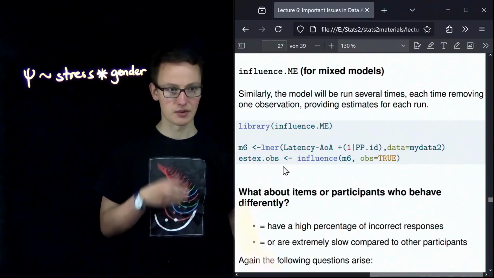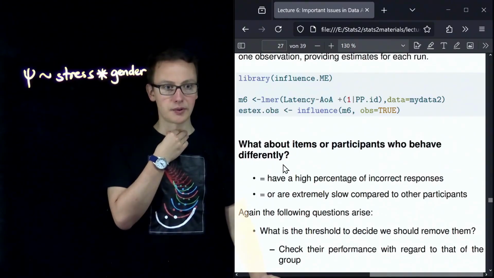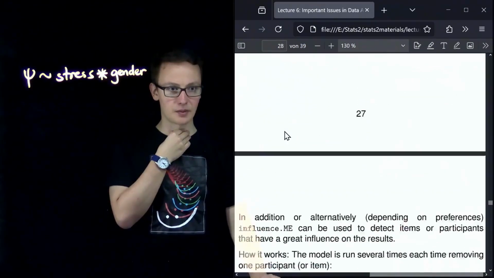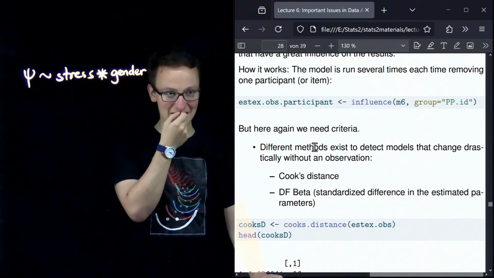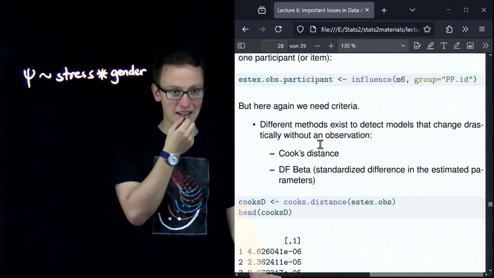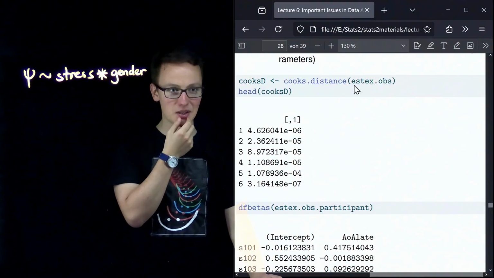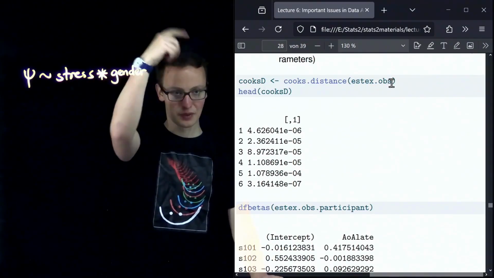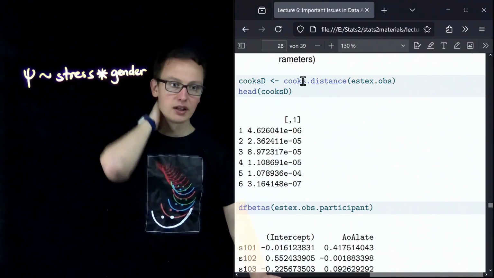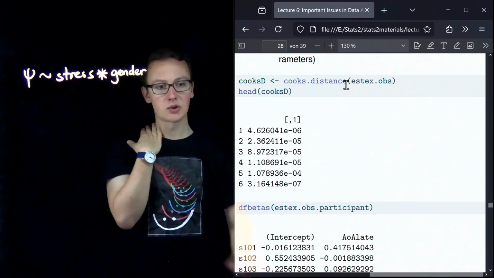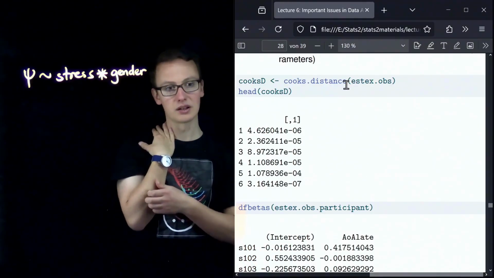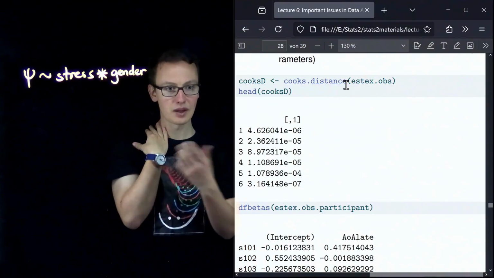In this case, running it like this first. So in this stex.obs object that we just created further above, we could now run the cooks.distance function on that, and we would get Cook's distance values for individual data points, in the way that we did it before.